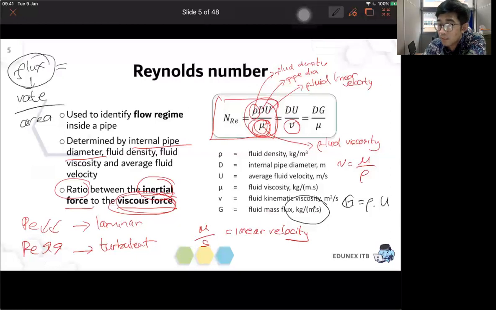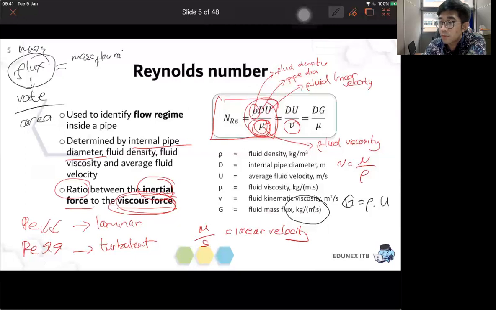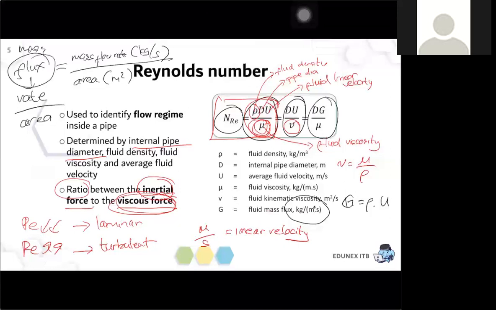So mass flux will be mass rate or mass flow rate, kilogram per second, for example, the SI unit, divided by area, square meters. So depending on the information that you have, you can calculate Reynolds number. The basic equation is this one, rho u d over mu, but you can change into other parameters. But the unit should be the same. It's dimensionless. Okay, sir. I get it, sir.